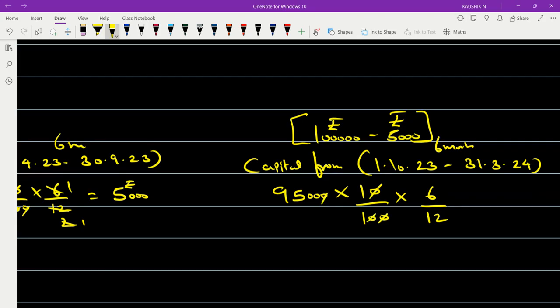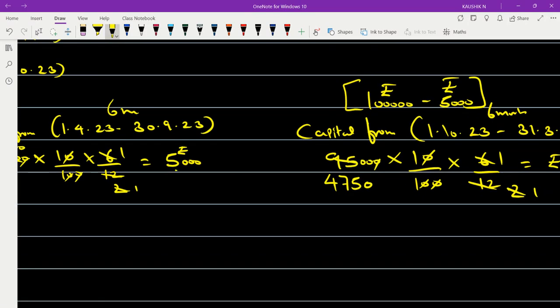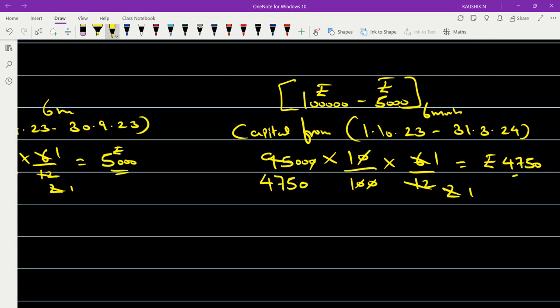Cancelling out the common zeros. Now into table. 2 fours are 8, carry over 1. 9 0s are 0, 15. 7 fives are 35. So you are getting rupees 4,750. Now there are two values, 5,000 is for this and 4,750 is for this. When you club these two, you'll get your interest on capital as rupees how much? 9,750 rupees. Able to understand?